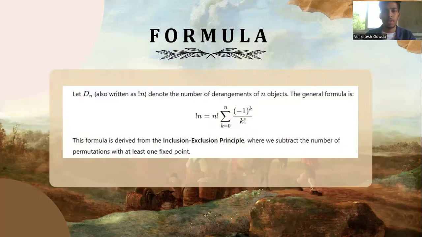Now we shall look at the formula of the derangement. Suppose there is an element such as Dn that denotes the number of derangements of n objects. The general formula is as shown. This particular formula is derived from the inclusion-exclusion principle, where we subtract the number of permutations with at least one fixed point.